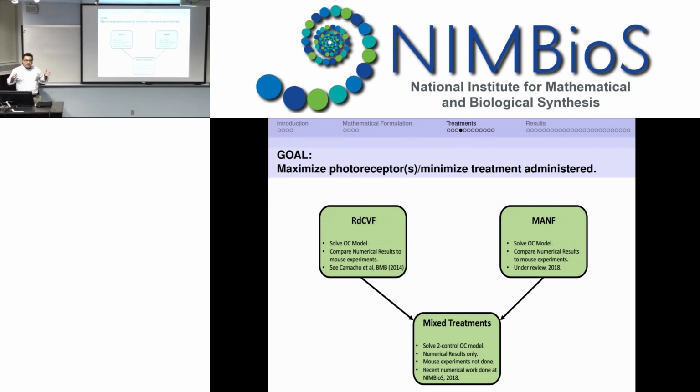We carried out several experiments for this, but I'm only going to show a couple of our results for this presentation. For the box on the top right, we have this treatment of MAMP, where now we're trying to reduce the rate of apoptosis. And this is currently under review. And finally, for the mixed treatments case, this is just the big picture. So we're going to see if we can combine both of them and solve a two-control optimal control problem. We only have numerical results. And in all of the experiments that have been carried out, actually for these two rather, they've only been carried out in mice. They haven't been done in humans yet.